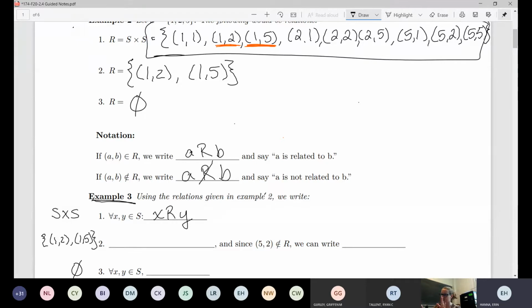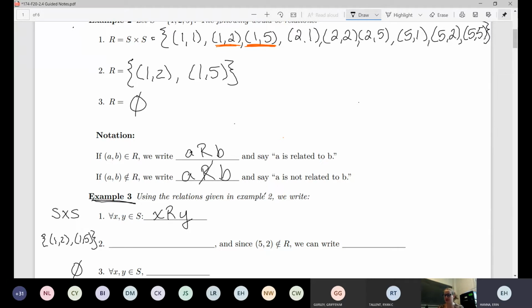I'm saying my words are not good. Since S cross S is the largest relation we can have in this case, everything's related to everything else, is what I'm trying to say. So we would say that X is related to Y for essentially any X or Y. That's what I'm trying to say.